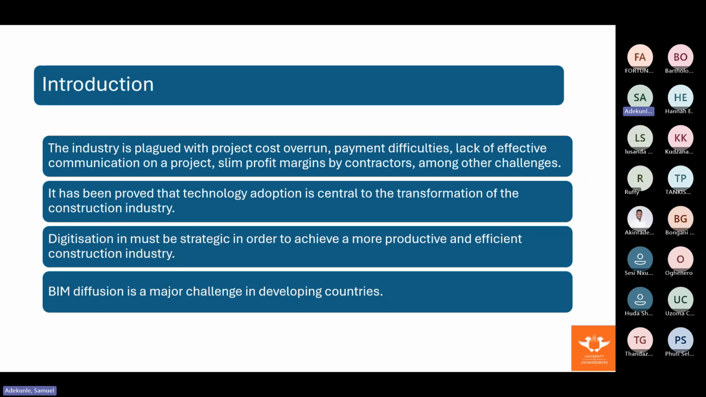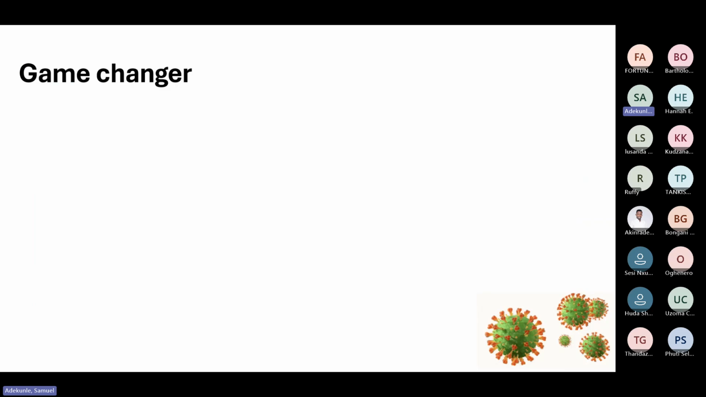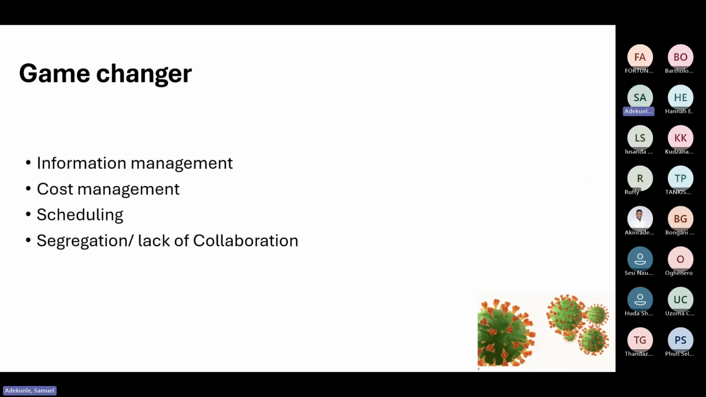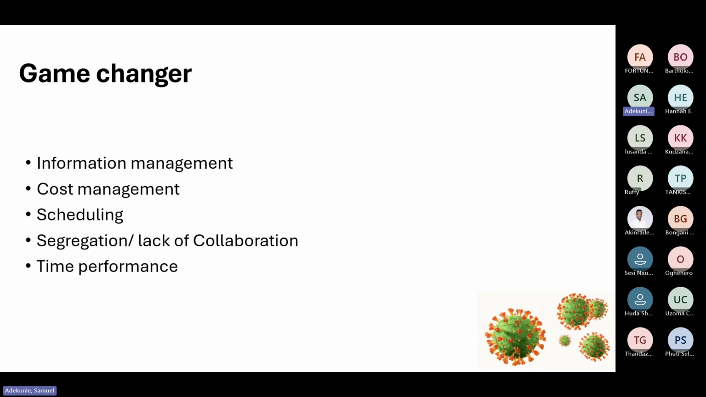But the good news is technology, moving from the old form of doing things, has been proven over time to be the solution to majorly all of these challenges. Although the adoption of technology, the diffusion of it, is another challenge that the construction industry is actually grappling with. And one of the major game changers has been COVID, okay? But even though it has been a game changer, it has not changed it completely. So diffusion has been a major challenge, even though we know the benefits of all of these technologies in the construction industry. So with all of these challenges that I've mentioned, information management, cost management, scheduling, lack of collaboration, time performance, a whole lot of us know about the rework problems that we have in the construction industry.